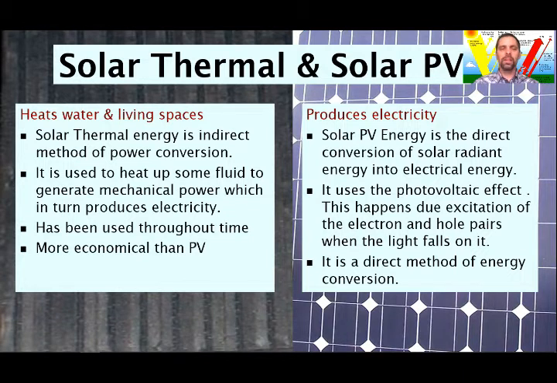Now, on the right side, PV energy conversion. It produces electricity directly. Solar PV energy is the direct conversion of solar radiant energy into electrical energy. It uses the photovoltaic effect. This happens due to excitation of the electron and hole pairs when the light falls on it. It is a direct method of energy conversion.